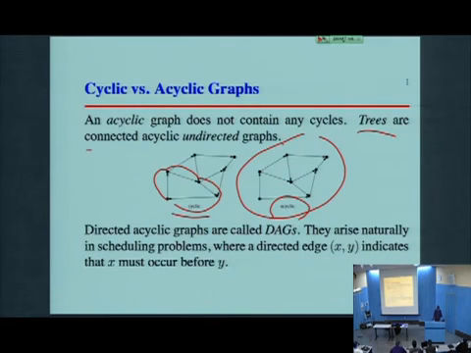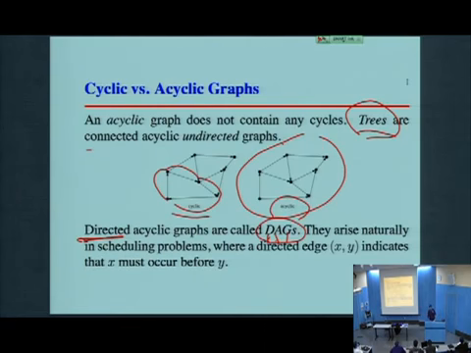An undirected graph that has no cycles is called a tree. A directed graph that contains no cycles is called a directed acyclic graph, which we pronounce as a DAG. I'm going to use this word often enough that I'm going to give it a name. A graph that is directed but acyclic is called a DAG.